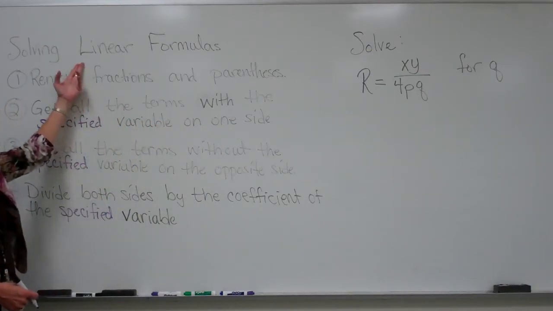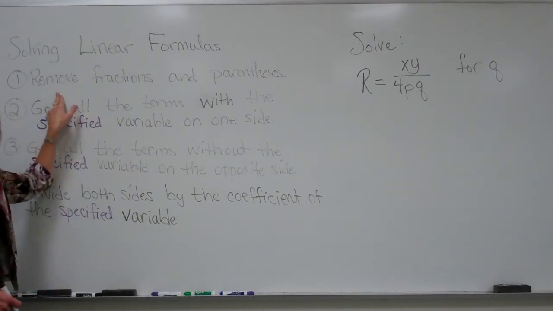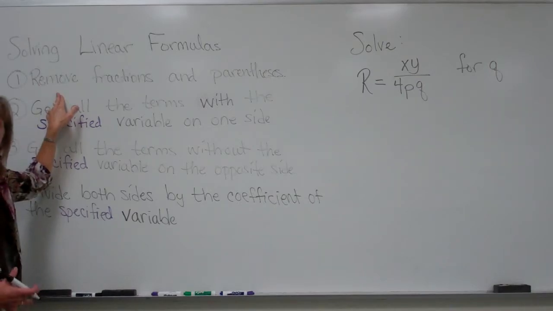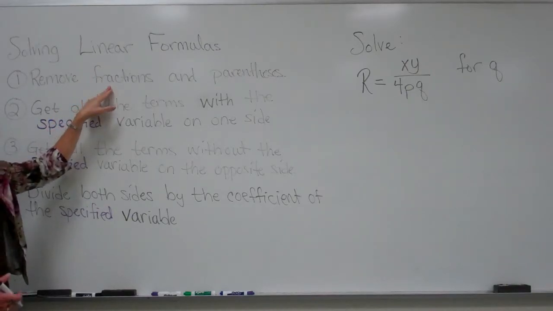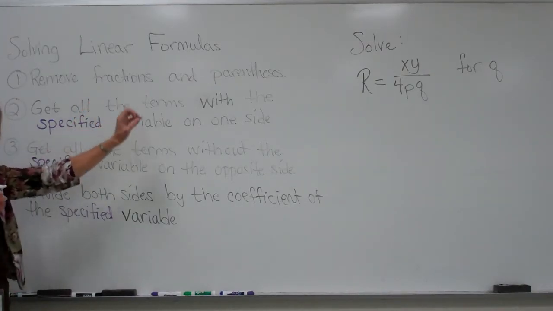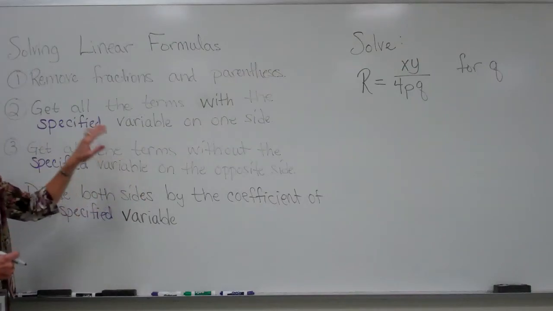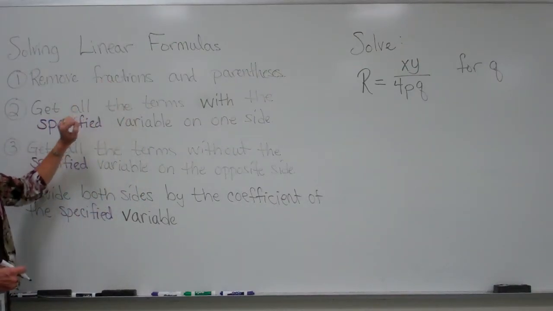So for solving our linear formulas, we want to first remove all fractions and parentheses, just like we did when we were solving linear equations. Remember, to remove the fractions, we'll multiply both sides of the equation by the lowest common denominator over 1. And we can do that because we have an equal sign, and we have a left side and a right side to be fair to. And then we also want to remove our parentheses.